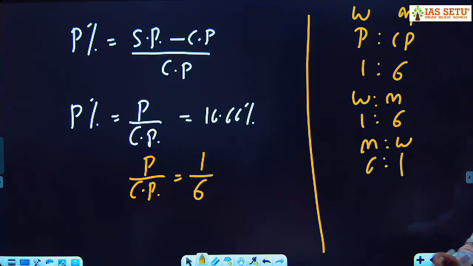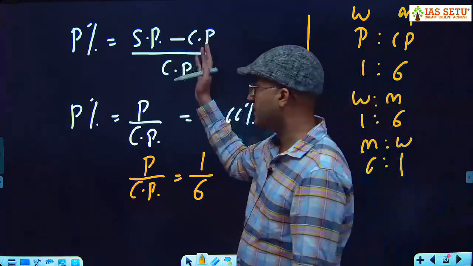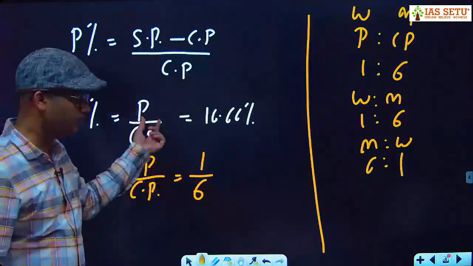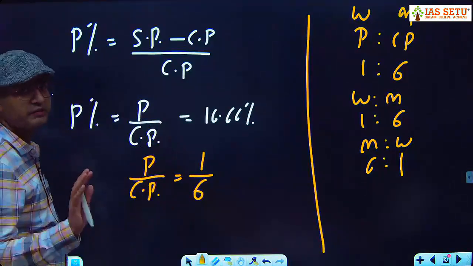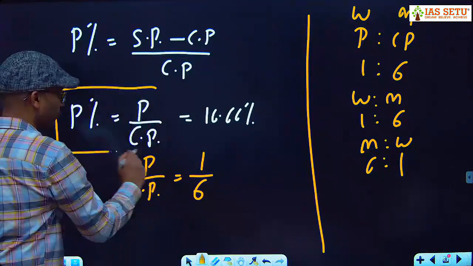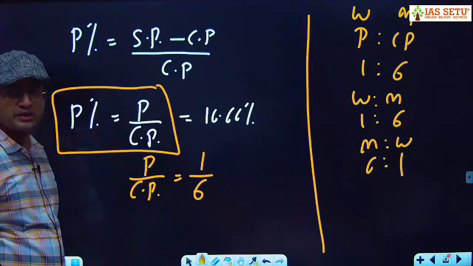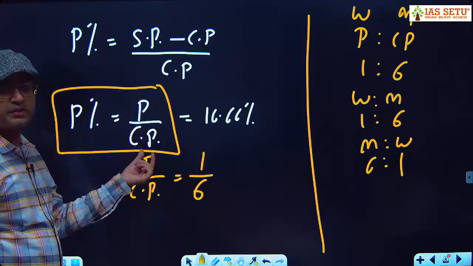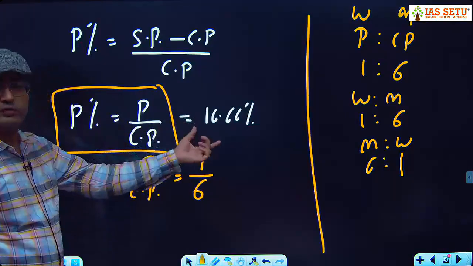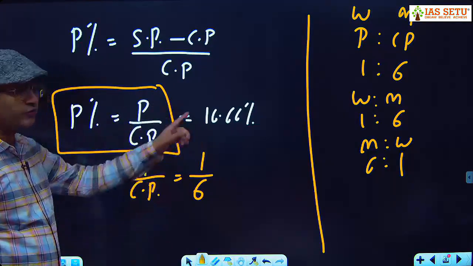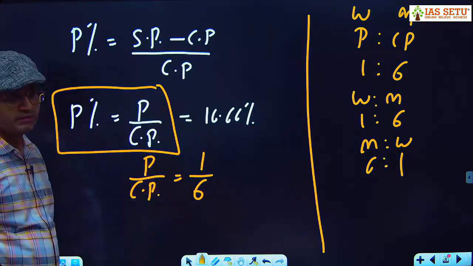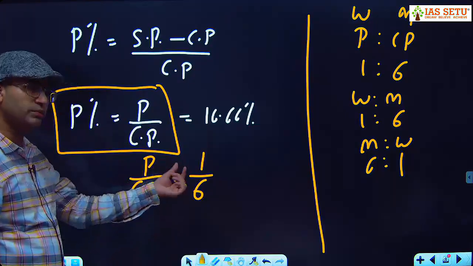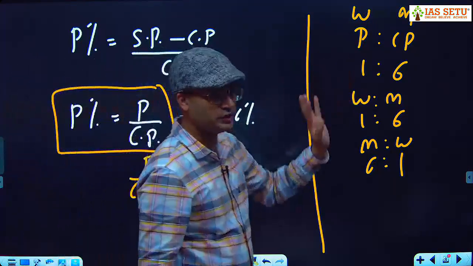I repeat, profit percentage is selling price minus cost price upon cost price, and selling price minus cost price is nothing but P. So for profit percentage we have a short formula also. In some of the questions today we will use it. In today's lecture I use this formula as well. Profit percentage can be taken as P upon CP, which is 16.66%. The fractional value of 16.66% is 1 by 6. So P upon CP is 1 by 6. It means P is to CP is 1:6. So their ratio is 1:6.